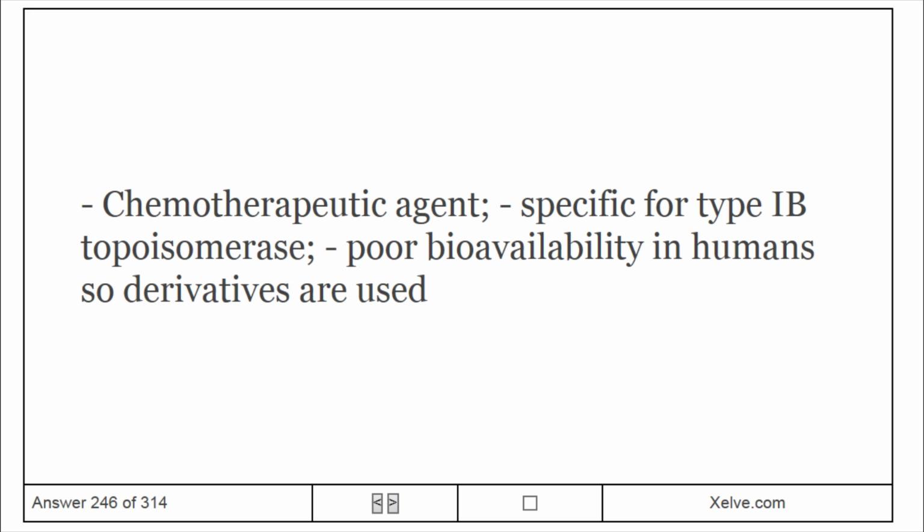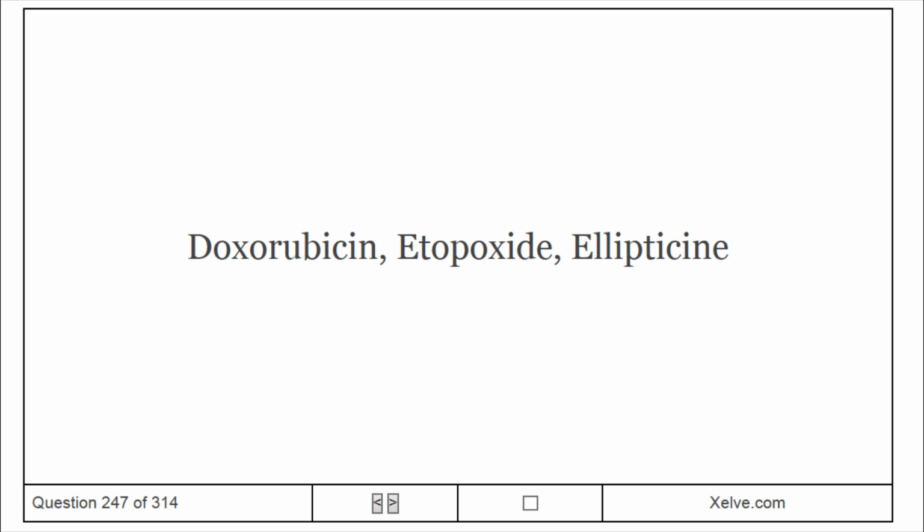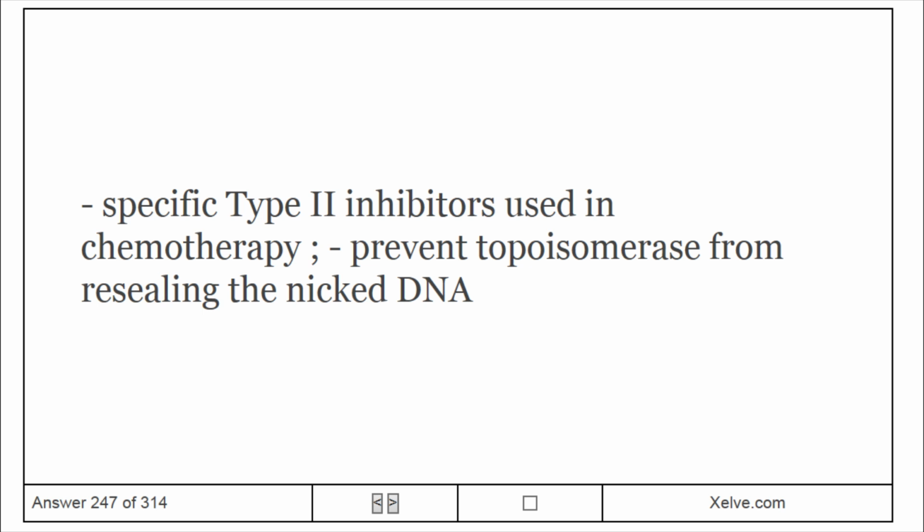Camptothecin: a chemotherapeutic agent, specific for type 1 topoisomerase, poor bioavailability in humans, so derivatives are used. Doxorubicin, etoposide, ellipticine: specific type 2 inhibitors used in chemotherapy, to prevent topoisomerase from resealing the nicked DNA.